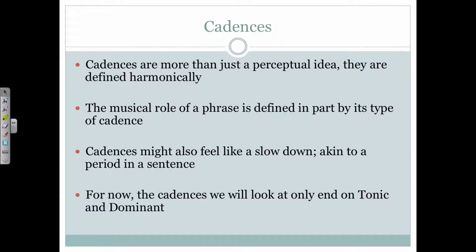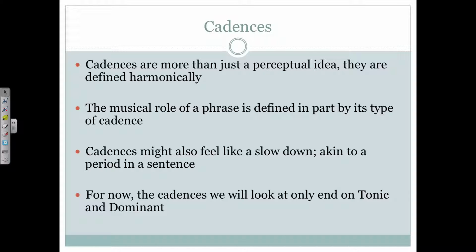So cadences are more than just a perceptual idea. You should be able to recognize cadences now, even without having done an intensive study of music theory. And we define them harmonically in this course. The musical role of a phrase is defined in part by its type of cadence, right? So different cadences have different names, and they're defined by that harmonic idea, usually identified after you've analyzed the chords with Roman numerals. Cadences might also sound like a slowing down, either rhythmically or harmonically. The chords don't move as fast, for instance. This is akin to a period in a sentence.